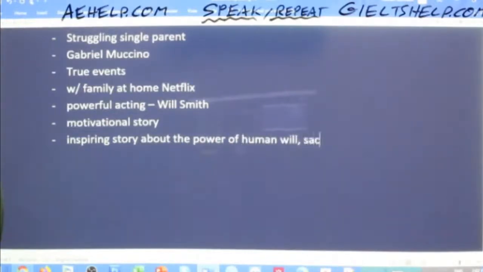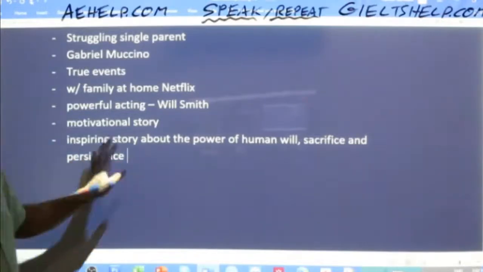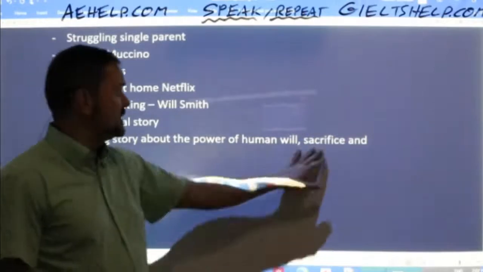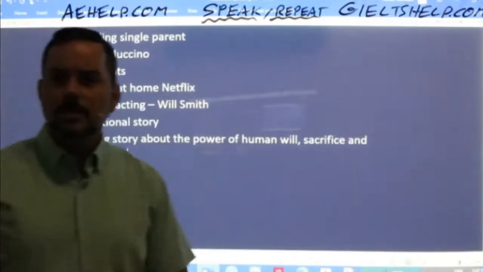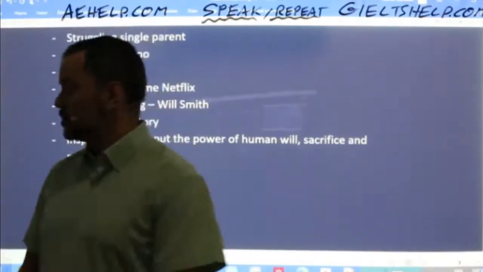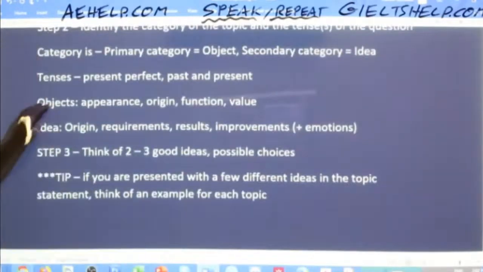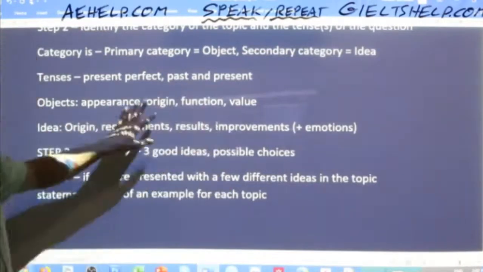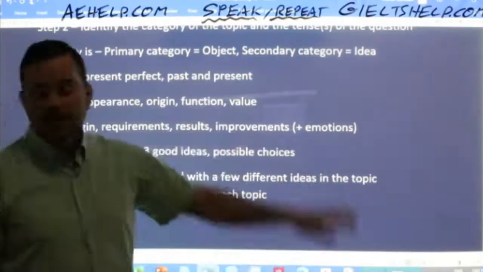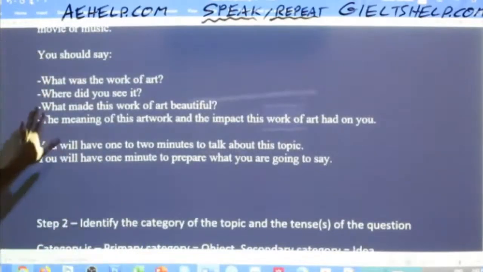Yeah, so I would think about words like this. It's an inspiring story, the power of the human will, sacrifice, persistence, right? So it teaches people not to give up, okay, how to overcome struggles and challenges in life. Absolutely, okay? Use our strengths. So those are parts of it, okay? So again, you're going through the ideas of object and idea, so appearance, origin, function, value. We're talking about these, and then the idea, requirements, results, improvements. At the same time, you're thinking about these points in your head as well.